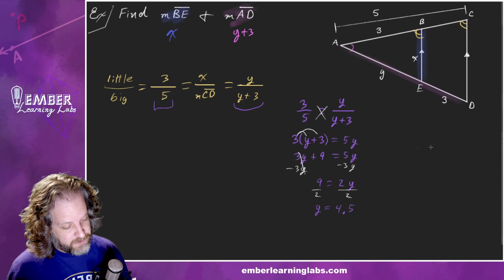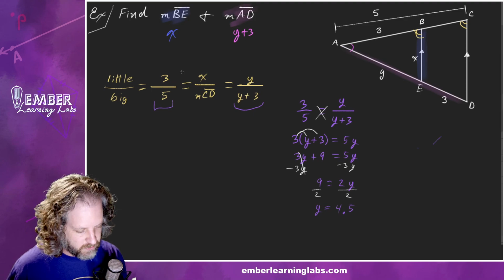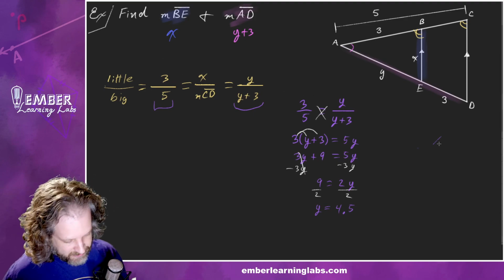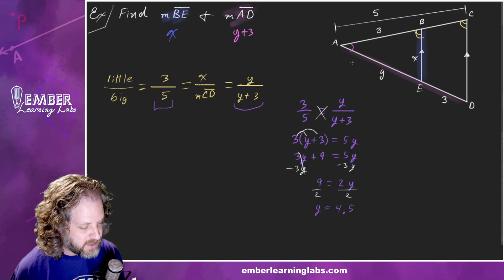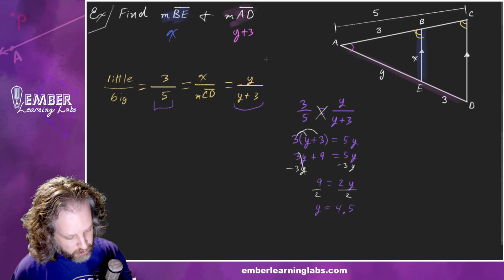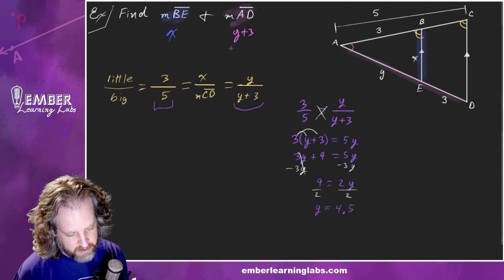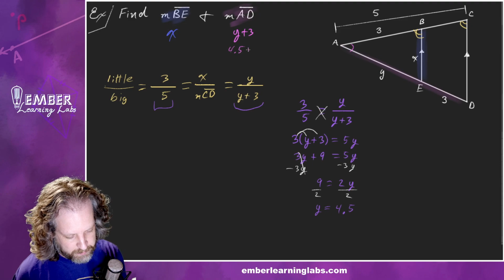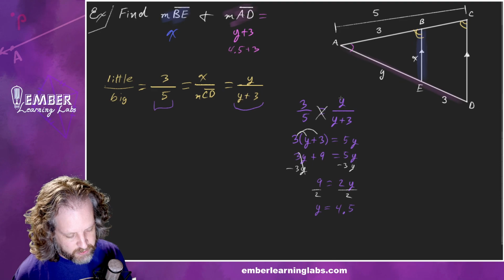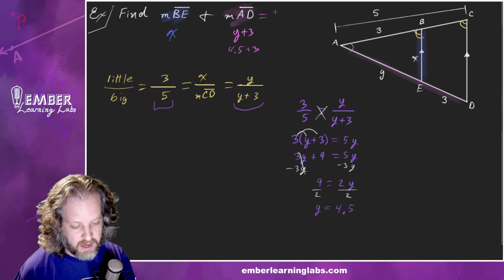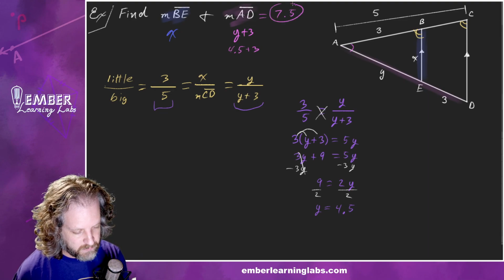So we need to find BE, so we can go ahead and plug that into, the wrong one. No, AD. We do need to find BE, but we need to find AD. That's the pink thing, and we've got y. So we can go ahead and substitute this 4.5 in here. So 4.5 plus 3, which means that the measure of AD equals 7.5 units, right? That's easy peasy.